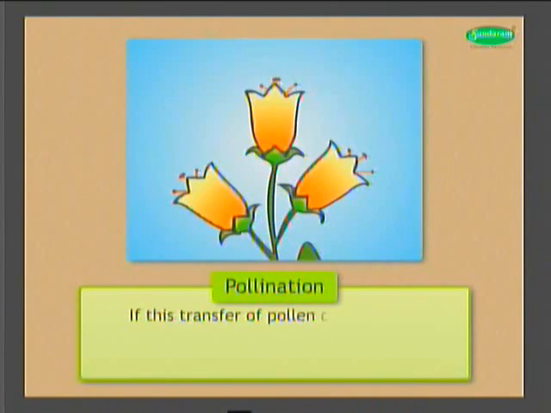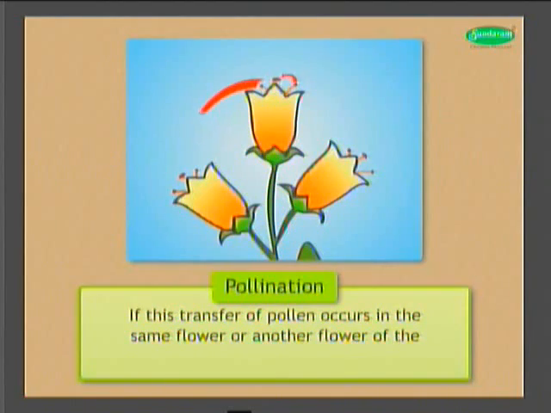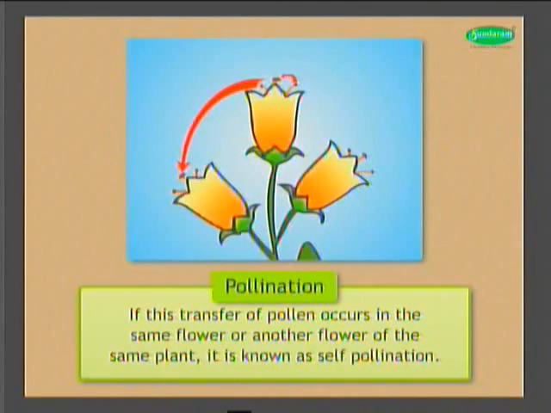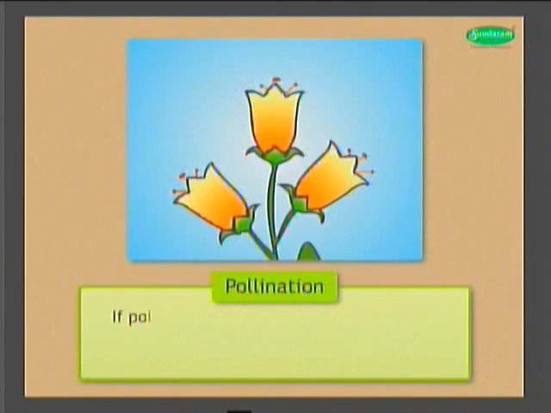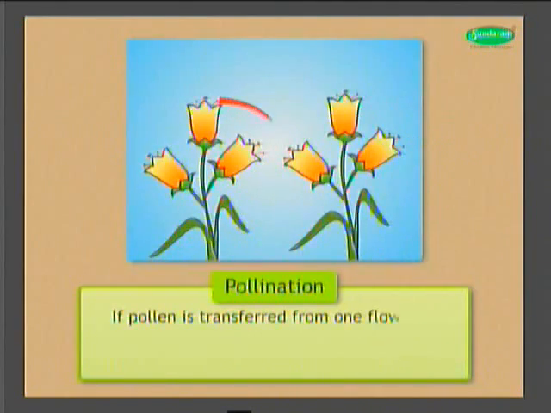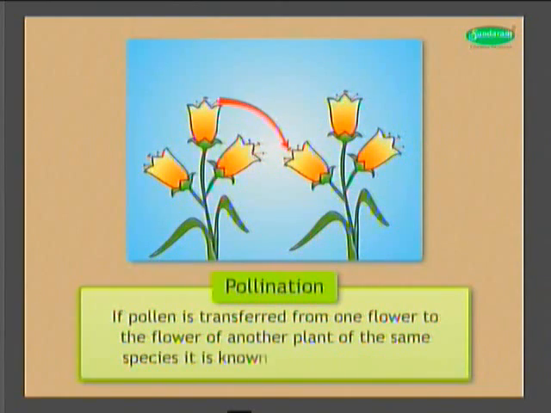If this transfer of pollen occurs in the same flower or another flower of the same plant, it is known as self-pollination. On the other hand, if pollen is transferred from one flower to the flower of another plant of the same species, it is known as cross-pollination. The agents of cross-pollination are wind, water, or animals.